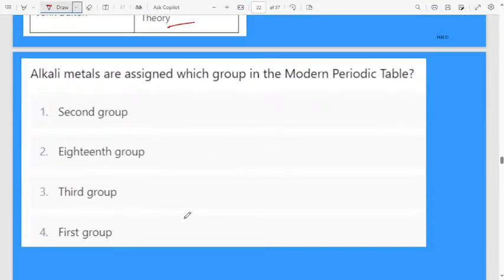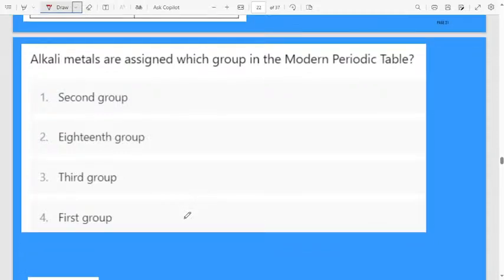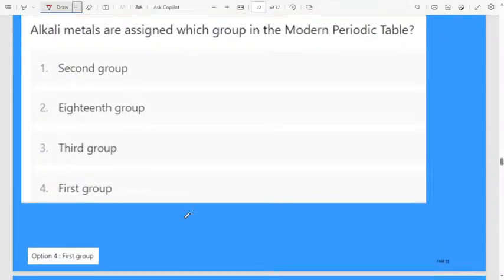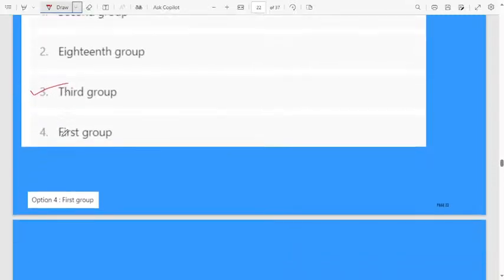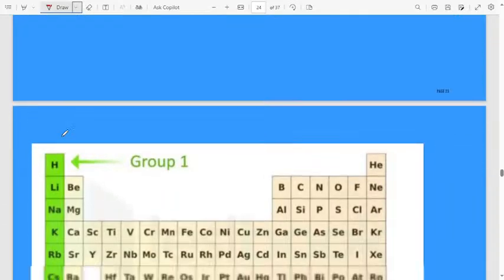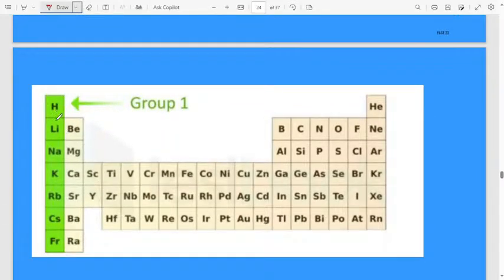Next, alkali metals are assigned to which group in the modern periodic table? First option second group, second option 18th group, third option third group, fourth option first group. Yes, alkali metals are assigned in the modern periodic table to the first group. This one is the first group in the periodic table. This is the modern periodic table. Remember where all the elements are placed, you have to remember the periodic table.